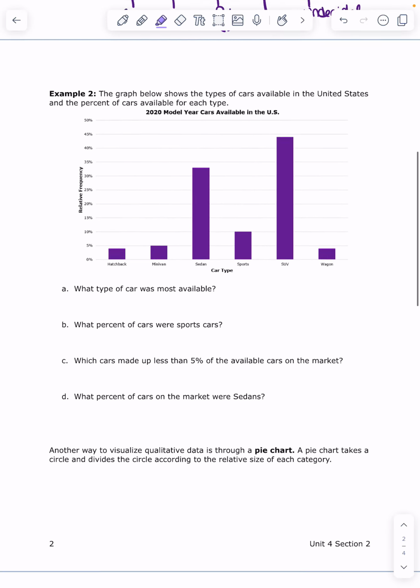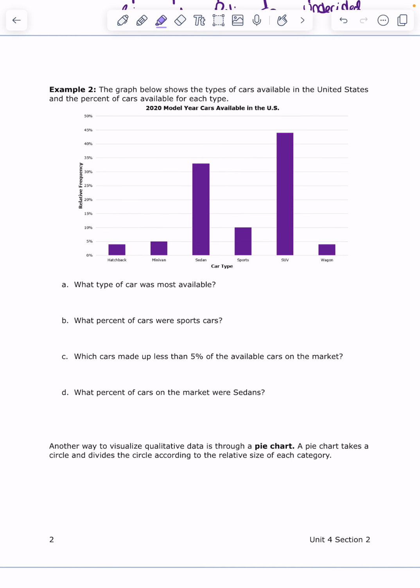All right, example 2, the bar graph is already given to us. We just have to answer some questions about it. What type of car was most available? So you look for the rectangle that goes up the highest, and that was the SUV one. What percent of cars were sports cars? So I find sports, and then we go over to the left to where it says the percentage, and it's 10%.